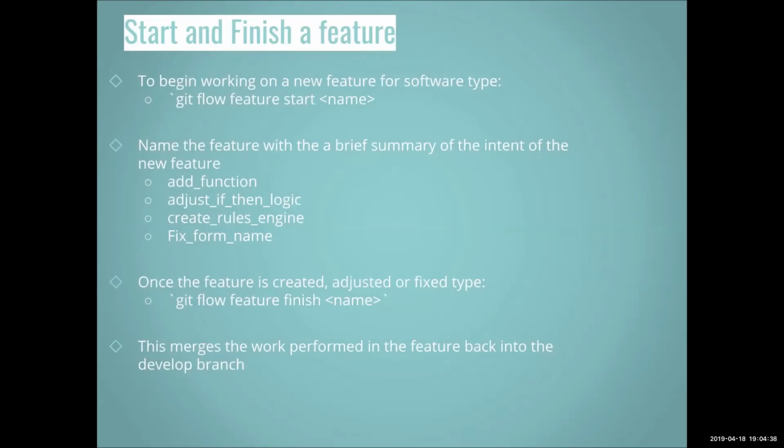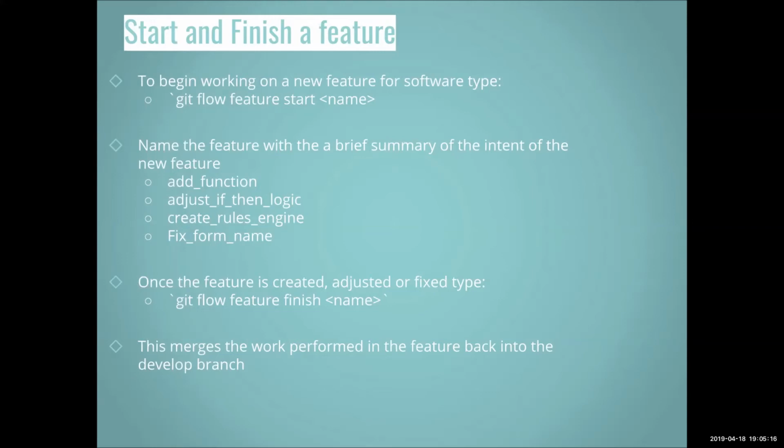Say that you want to start and finish a feature. The commands look like this. To begin working on a new feature for software, you would type in git flow feature start, and then give the feature a name. The feature might be new button behavior for the drop-down menu on a website. So you'd type git flow feature start, and then button feature as the name. You name the feature with a brief summary of the intent of the new feature, as I was just alluding to. So: add function, adjust if-then logic, create rules engine, fix form name.